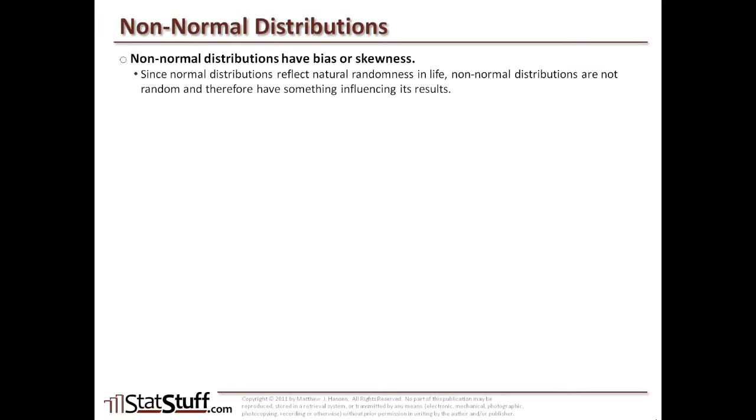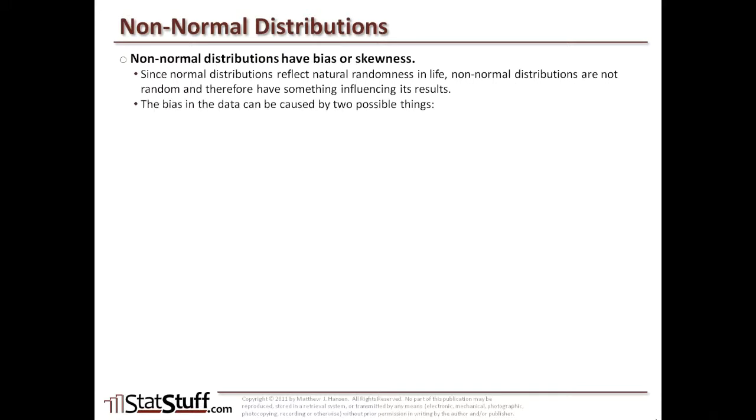Now, since normal distributions reflect a natural randomness that occurs in life, then we would say a non-normal distribution represents things that are not random, or there's something that's influencing its results, and we just have something that doesn't reflect that natural randomness, so it's causing this non-normal expectation in the representation in the data and how it's distributed.